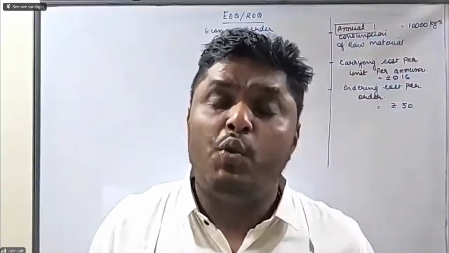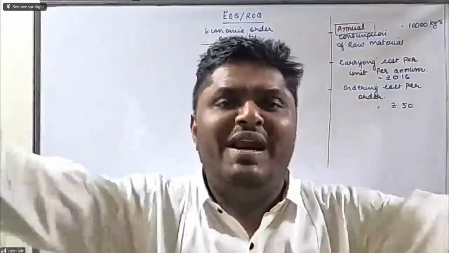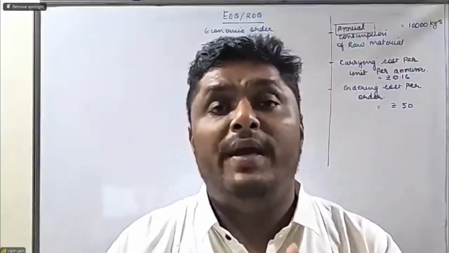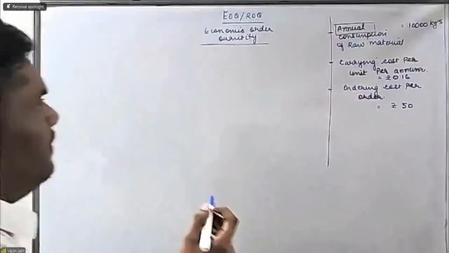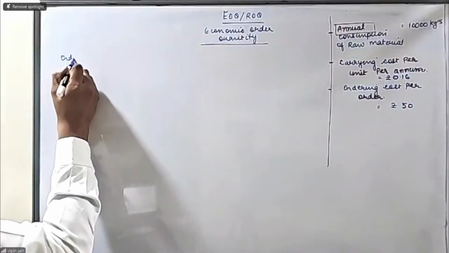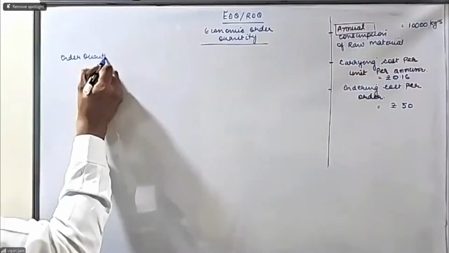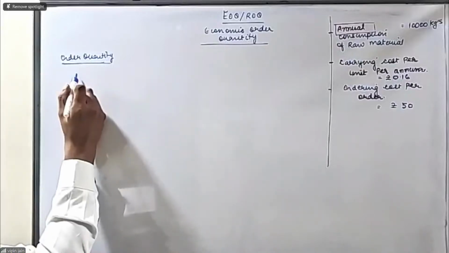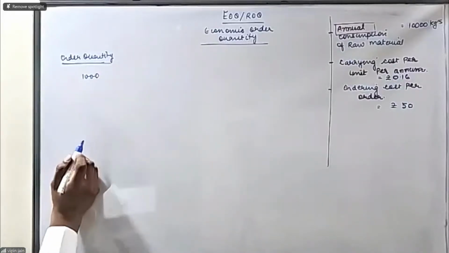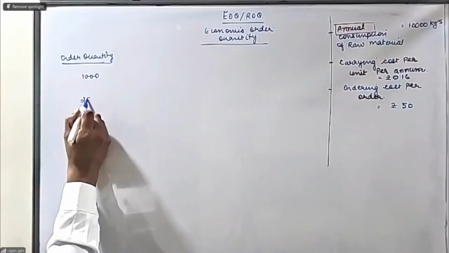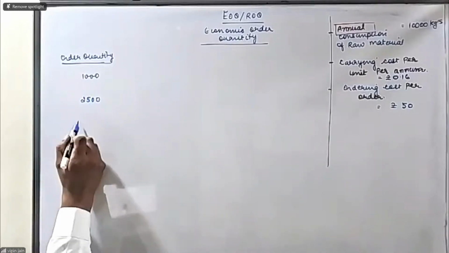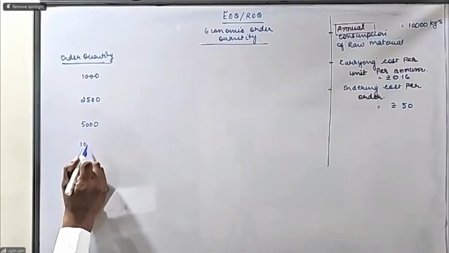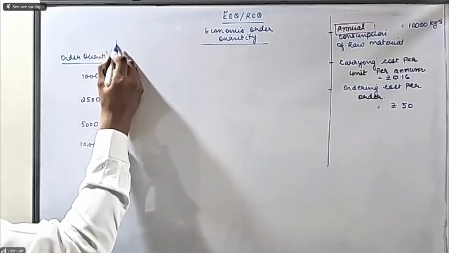So the point is how much quantity we should order. So let's use a trial and error approach: let's check some random quantities and see where the cost comes out lower. Let's take a few situations. Let's say I order 1,000 units in one go. Let's say I order 2,500 units in one go. Let's say I order 5,000 units in one go. And let's say I order 10,000 units in one go.